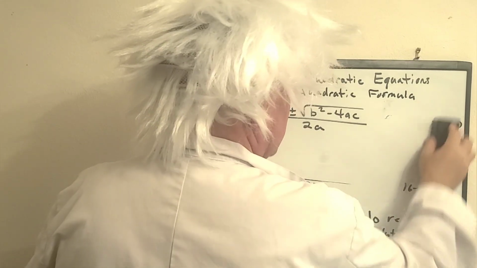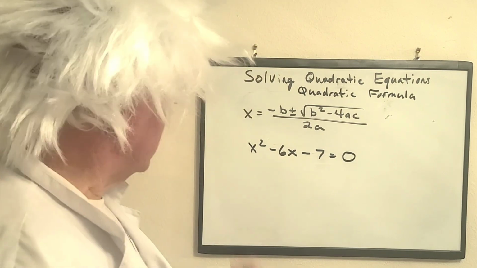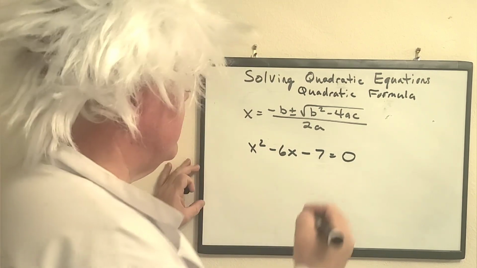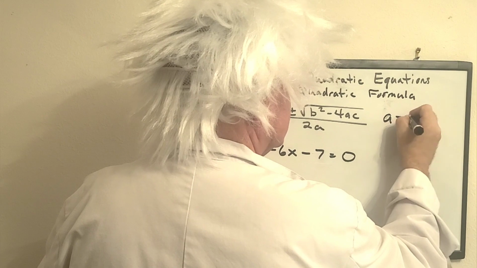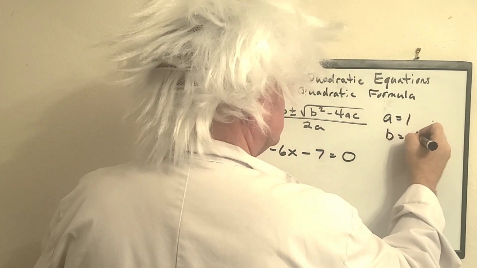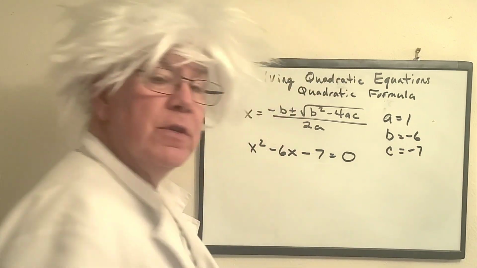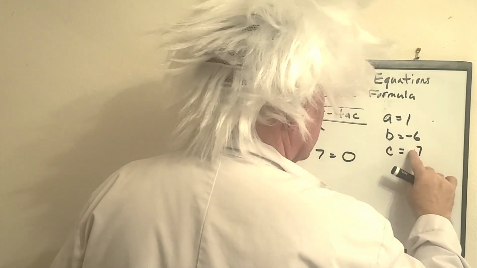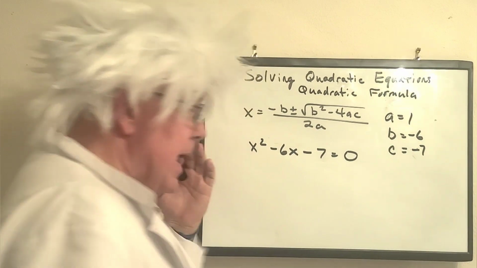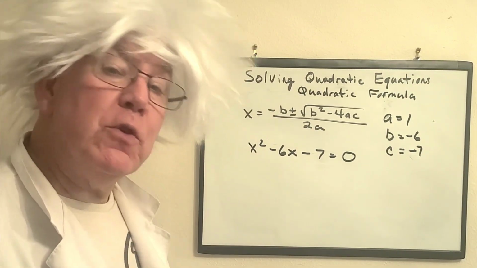But let's do another one. Let's try this one: x squared minus 6x minus 7 equals 0. So A is an understood 1, B is an understood negative 6, C is an understood negative 7. Now I know this is new to y'all, but I want you to pause the video and plug this in the quadratic formula. Let's see if you get an answer.